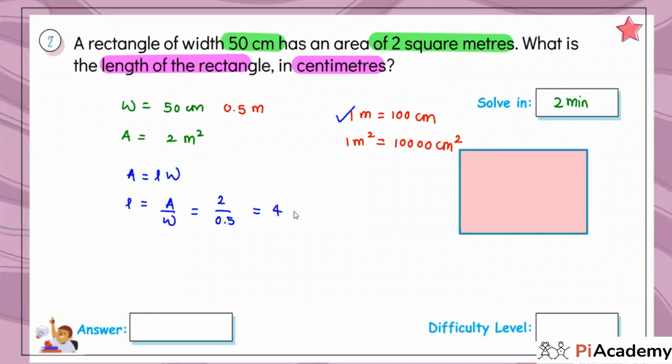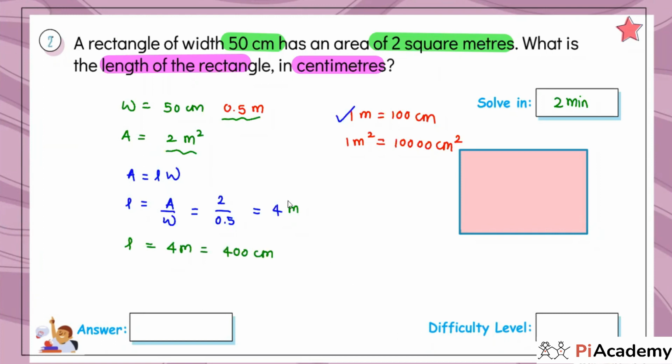And that should be what? 4 centimeter, okay? Oh, wait. See, make sure you are doing the same unit conversion and keeping the same units at the end, okay? So this is all in meter, right? I'm using these units, okay? So 2 divided by 0.5, my answer will be 4 meters, okay? And they are asking for the length in centimeters. So I have to convert 4 meter into centimeter, and that is going to be 400 centimeters.